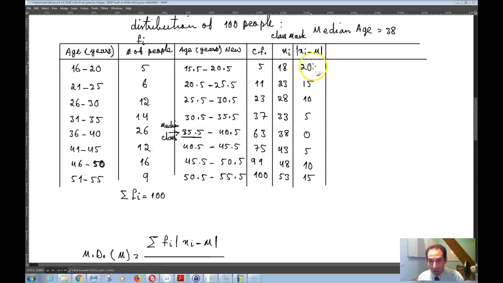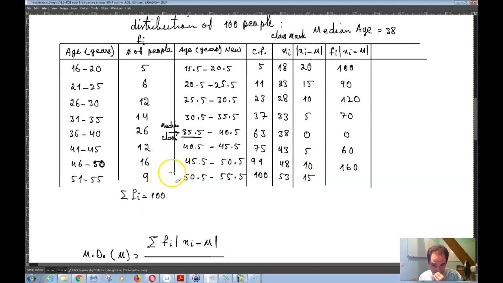So now I have the absolute value of x of i minus m, and now I can calculate f of i times the absolute value of x of i minus m. f of i is basically these numbers, so 5 times 20 is equal to 100, 6 times 15 is equal to 90, 12 times 10 is equal to 120, 14 times 5 is equal to 70, 26 times 0 is 0, 12 times 5 is equal to 60, 16 times 10 is equal to 160, and 9 times 15 is equal to 135.